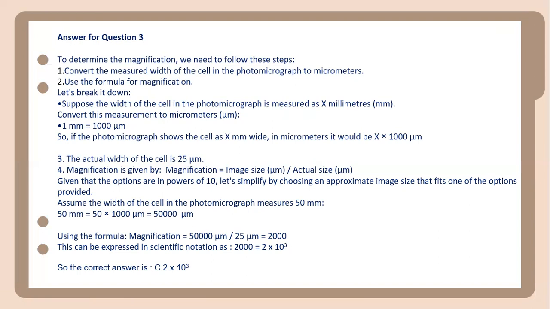Assume the width of the cell in the photomicrograph measures 50 millimetres. 50 millimetres is equivalent to 50 times 1000 micrometres, which is 50,000 micrometres. Using the formula, magnification is equal to 50,000 micrometres divided by 25 micrometres, which is 2000. This can be expressed in scientific notation as 2 multiplied by 10 to the power of 3. So the correct answer for this is C.